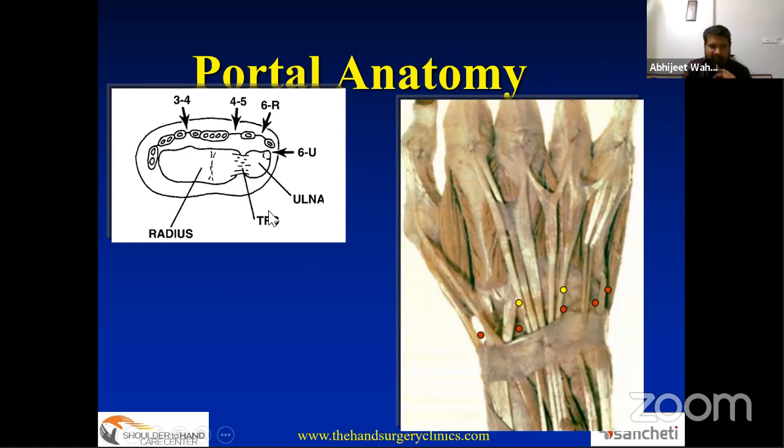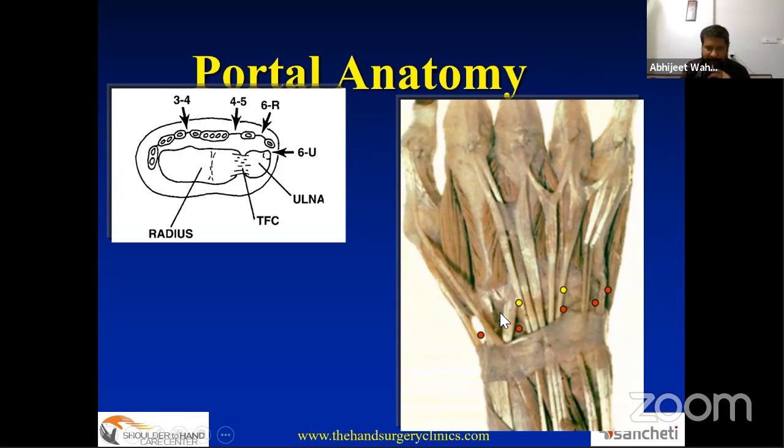And then the portals are either referred to as 3-4, 4-5, 6R or 6U, or even the 1-2 portal for that matter. So what is essentially the lingo is that when you say 3-4, the portal is between the 3rd and the 4th extensor compartment. When you're talking about the 6R portal, it means that the portal is just radial to the 6th extensor compartment. When you're referring to the 4-5 portal, it means that the portal is between the 4th and the 5th extensor compartment.